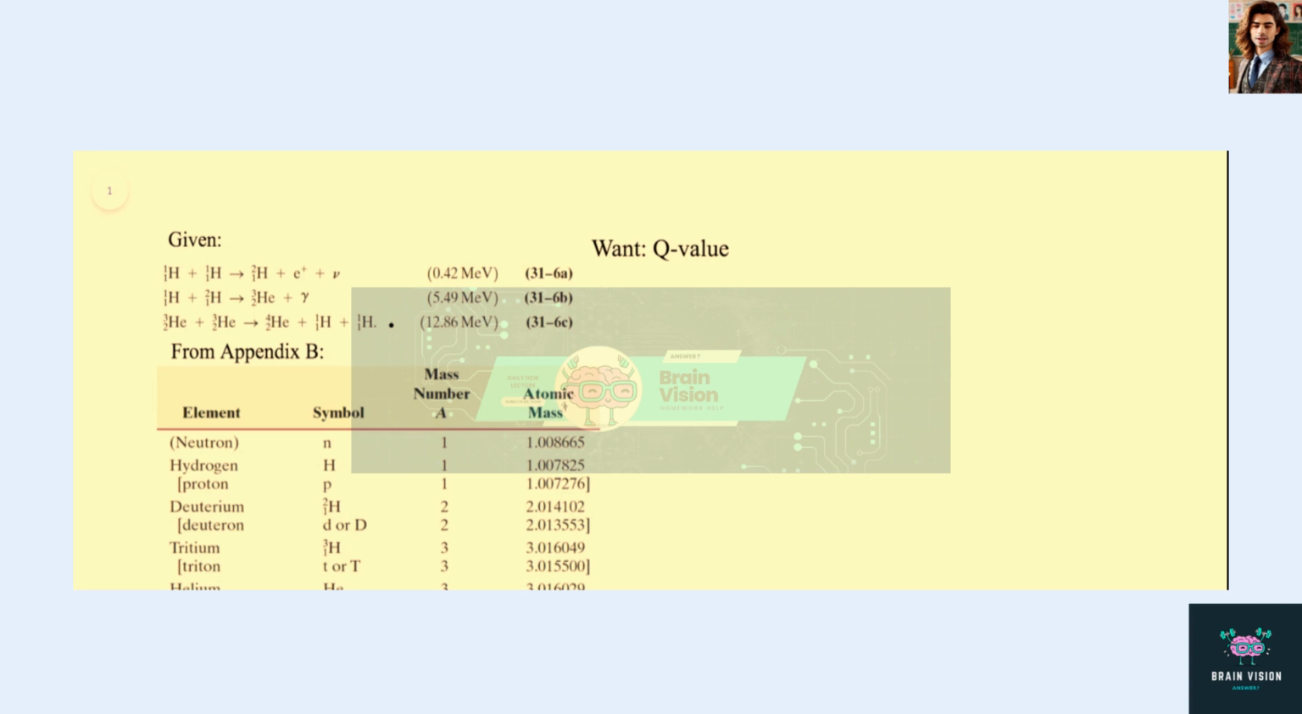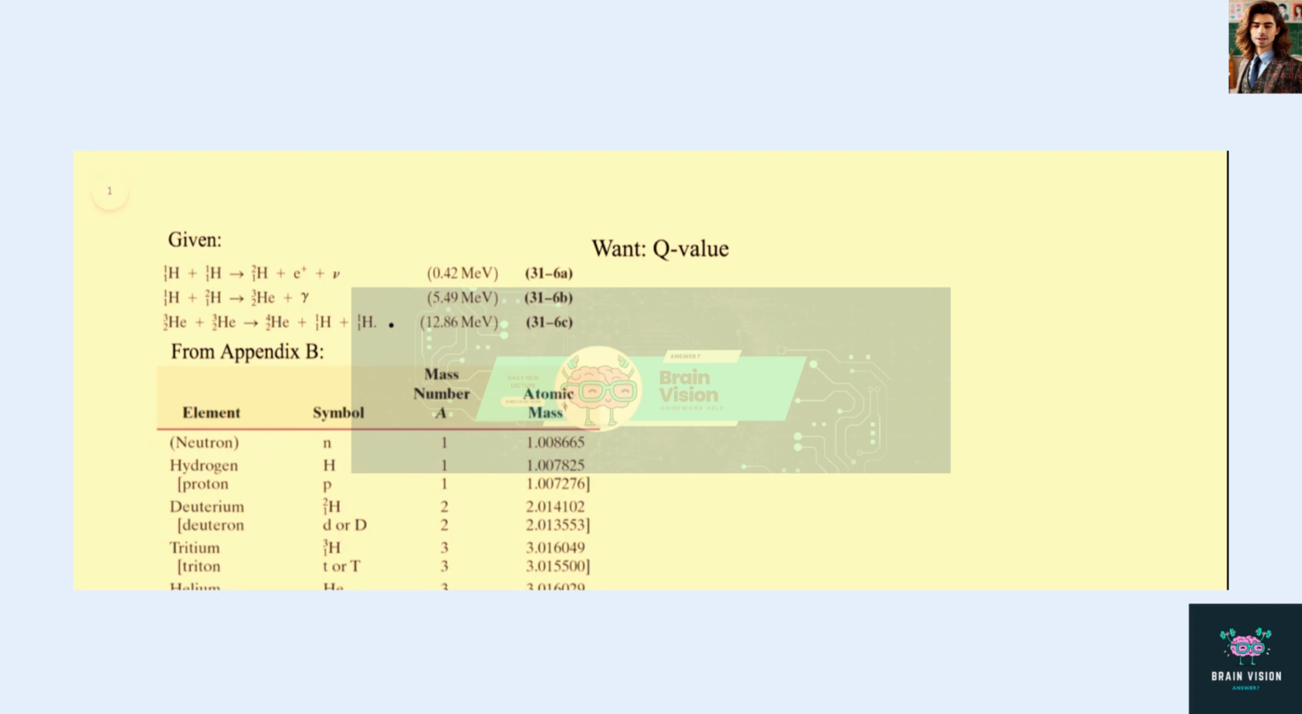So the question refers us to formula 31.6, which I've reproduced here, which gives us three reaction equations that describe the fusion process. Each reaction here is associated with a release of energy given in brackets here. And this released energy is in fact the Q value that the question is asking us about. We're also given some values from the appendix, which I'll discuss in a moment.